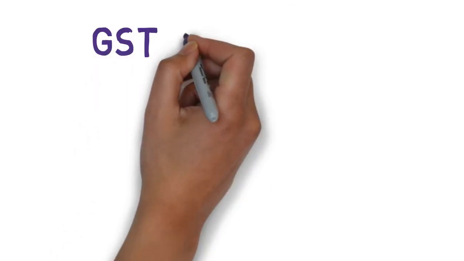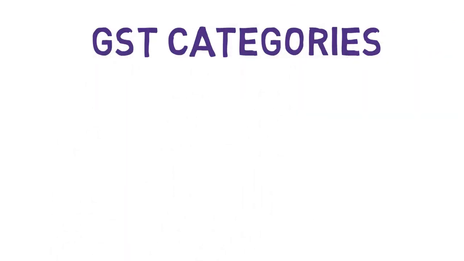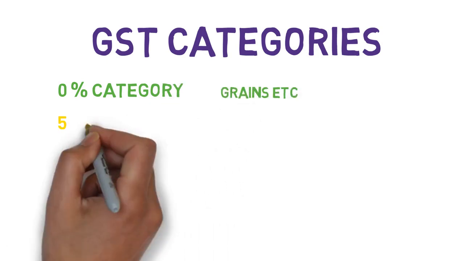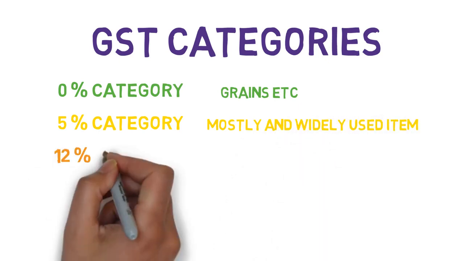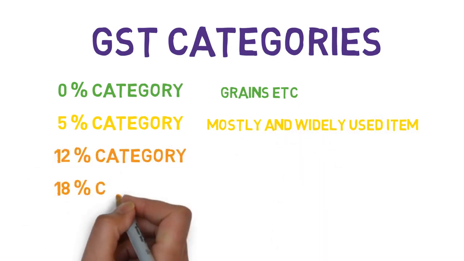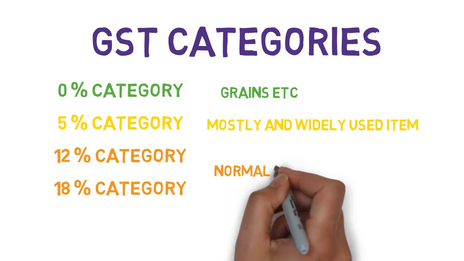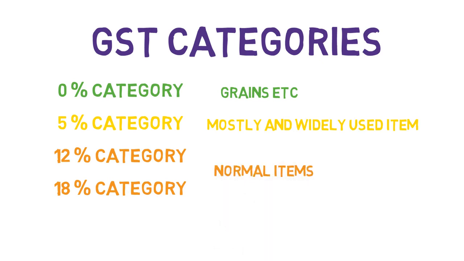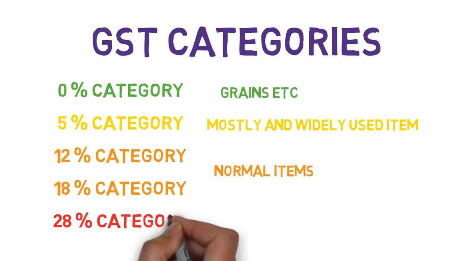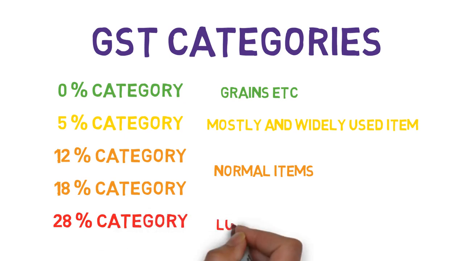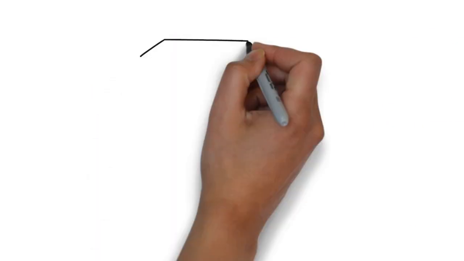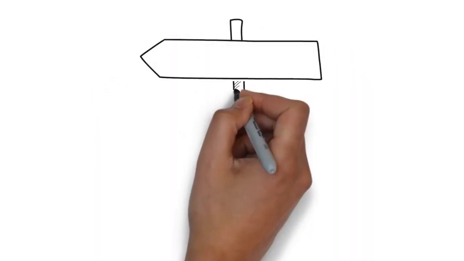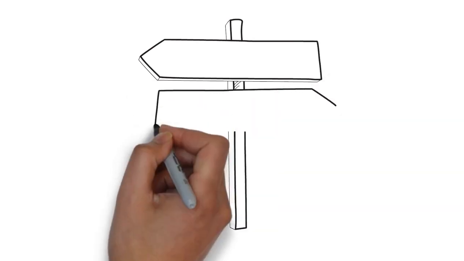We will also have 5 categories in GST in India. 0% category, which will apply on food grains and etc. 5% category, which will apply mostly and widely used items. 12 and 18% category, which will apply in the items which are normally used. 28% category, which will apply on luxurious items. After applying GST, the cost of items will increase or decrease.